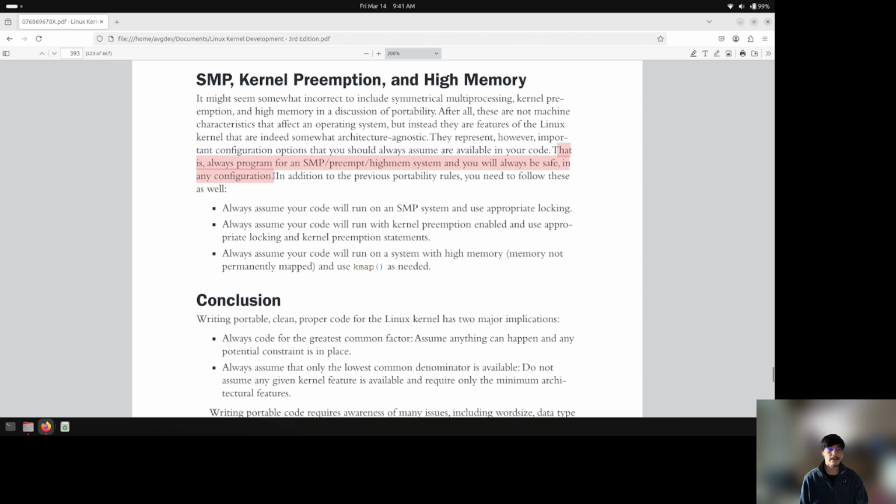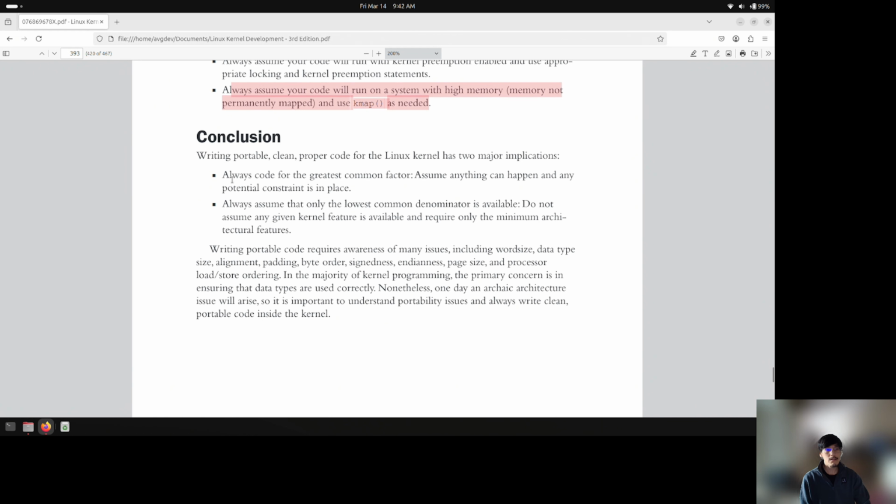In any configuration, in addition to the previous portability rules, you need to follow these as well. First, always assume your code will run on an SMP system and use appropriate locking. Always assume your code will run with kernel preemption enabled and use appropriate locking and kernel preemption statements. And always assume your code will run on a system with high memory not permanently mapped, and use kmap as needed.